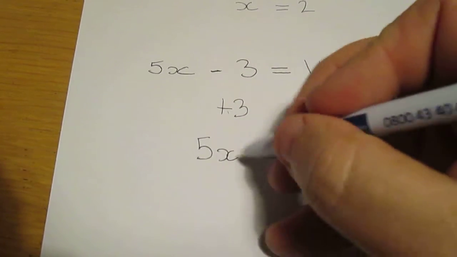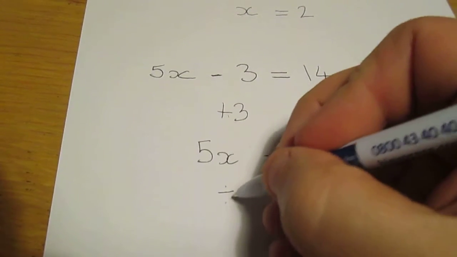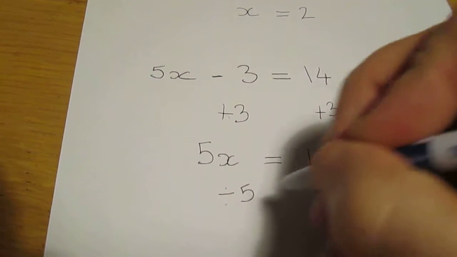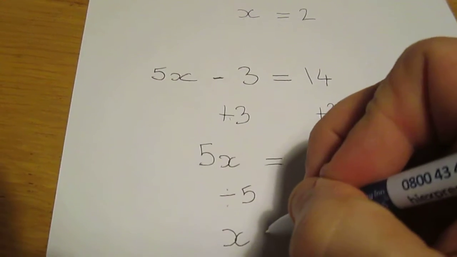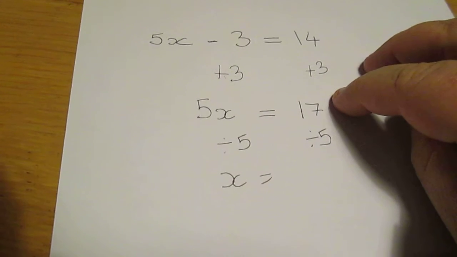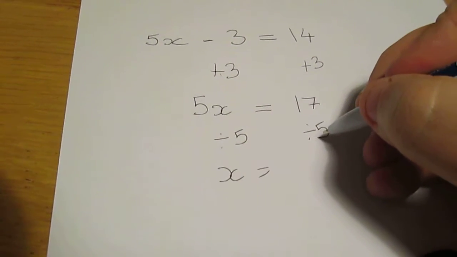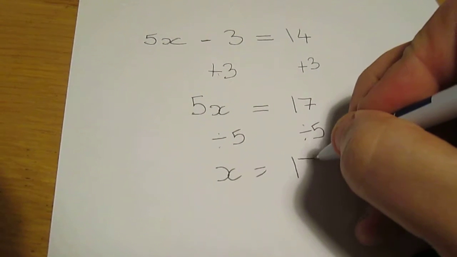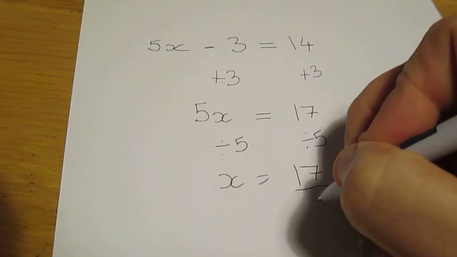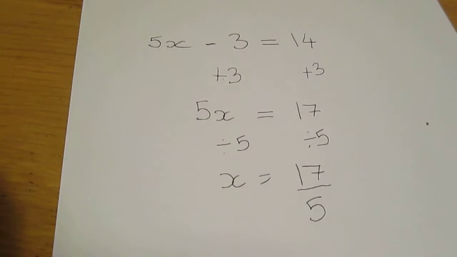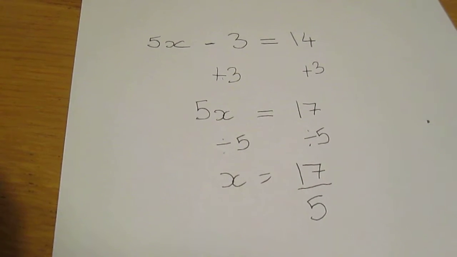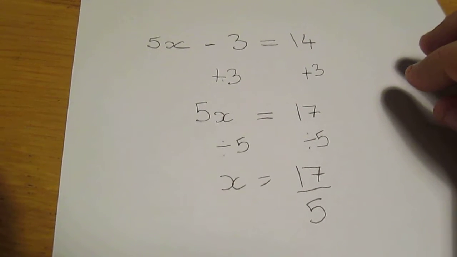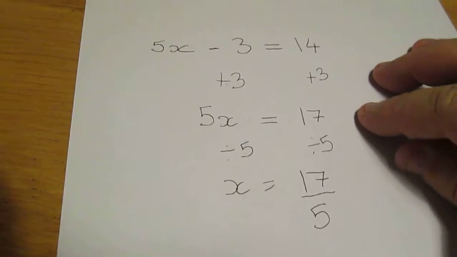And again, to get the x on its own here, I'm going to divide it by 5, and I'm going to divide this side by 5. So I'm left with x equals, now 17 divided by 5 is not going to be a nice number. So what I'm going to do is just leave it as a fraction. It's much easier that way, and it's a much more precise answer. Okay, so 4 questions are going to appear now. Pause the video and have a go at these questions yourself, okay?